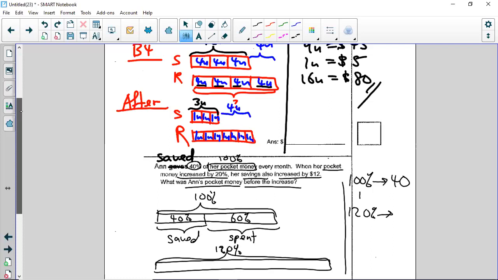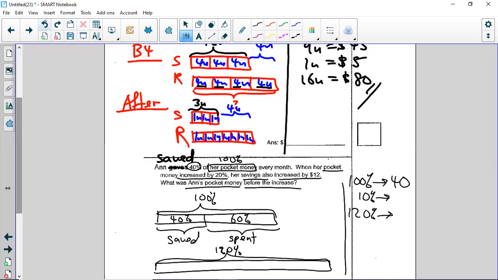So you jump. You can jump, so you divide. How can we jump? Let me see. You can divide by 10. Yeah, divide by 10, and then 40 also divide by 10. 40 divided by 10 will be 4. And then 10 times 12 is 120, and the other side, you also times 12, that'll be 48.